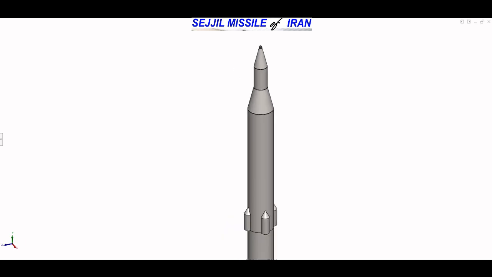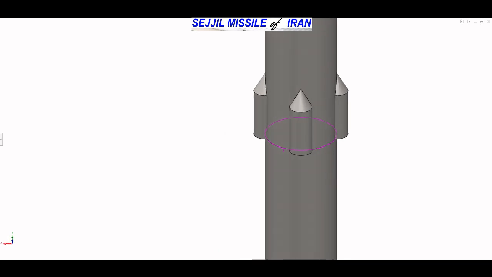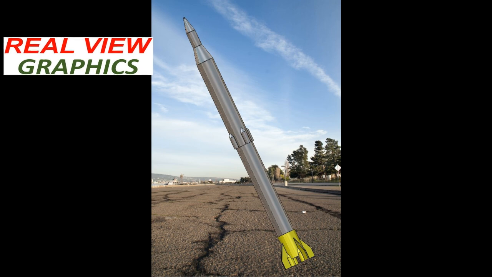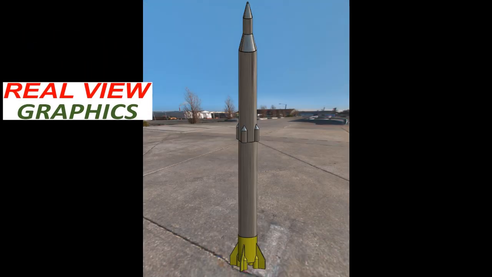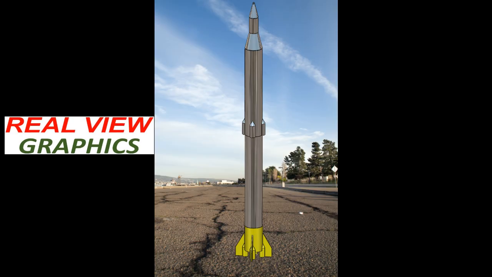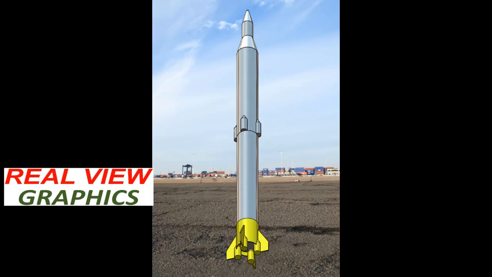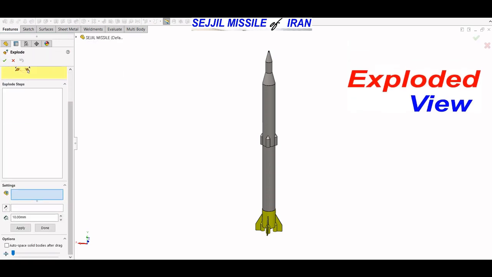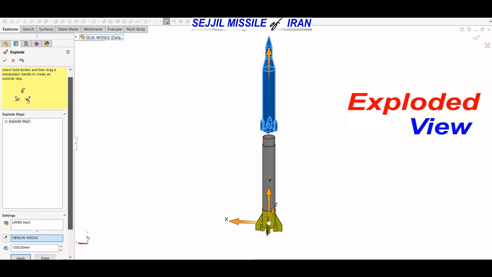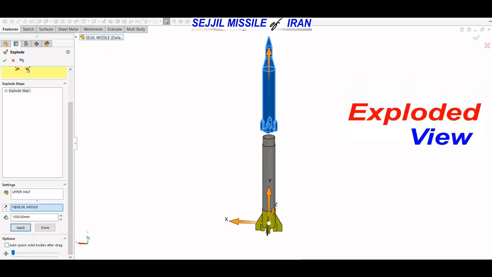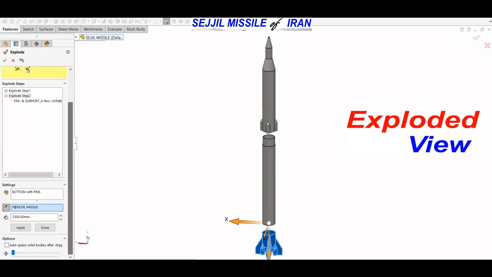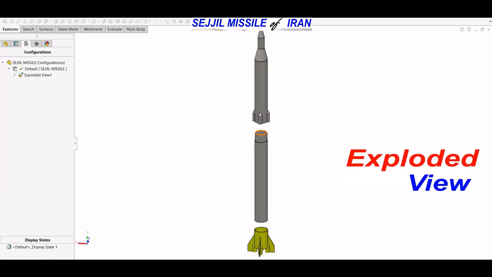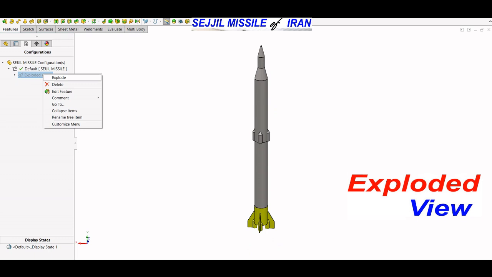Let's zoom and view the missile's top, center and bottom portions. Now with real view graphics enabled, so it looks realistic. Let's add an exploded view for 3 multi-bodies. Upper half moved up along the y-axis. Bottom cover with fins moved down along the y-axis. Exploded view of the missile: collapse, explode.